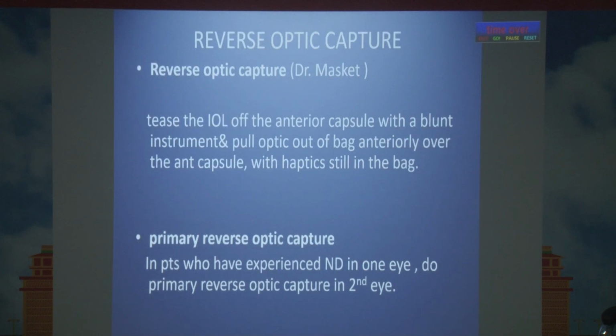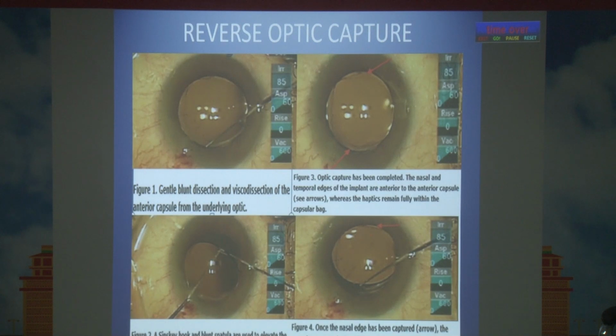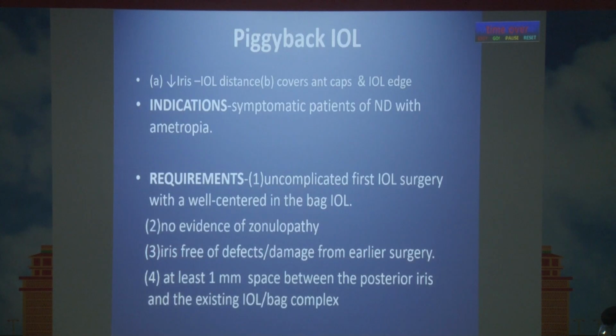Reverse optic capture: what you do is you bring out the IOL edge in front of the anterior capsule. First you bring out the nasal edge of the IOL optic from in front of the anterior capsule, then the temporal. So what it does is, again the shadow factor of the anterior capsule rim is taken care of.